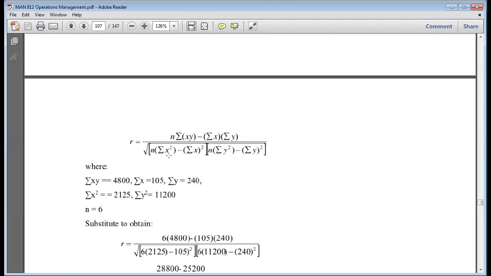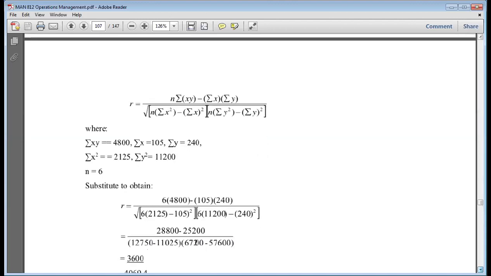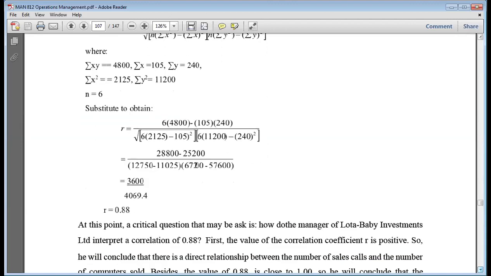The summation of S square is this, minus the summation of S squared. You know the summation of S is 105, then you square it. Then N is this, the summation of SY is this, minus the summation of Y, you square it. After solving everything, you arrive at this. You solve it yourself and see whether you arrived at this.